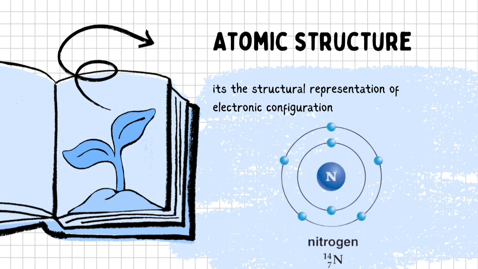Atomic structure. It's simply the structural representation of electronic configuration. The circles here represent cells. The first circle is K cell and the second one is L cell, and we have to add cells and so on. These small spheres in the circle, they are electrons. For nitrogen, the atomic number is 7, so it has 7 electrons. First 2 electrons we distribute in K cell, and the remaining 5 electrons go into the L cell. Is it confusing? So let's practice some more.